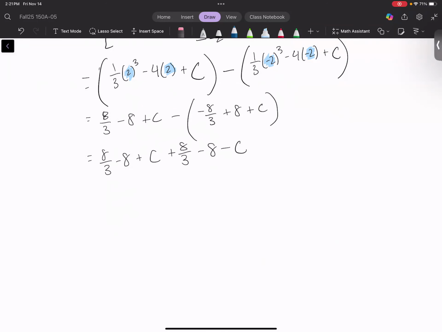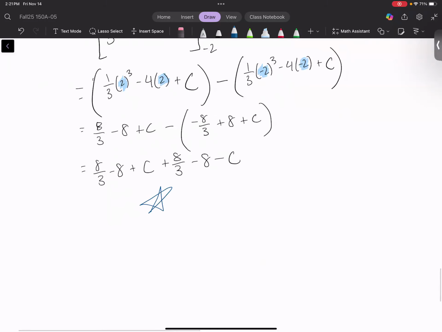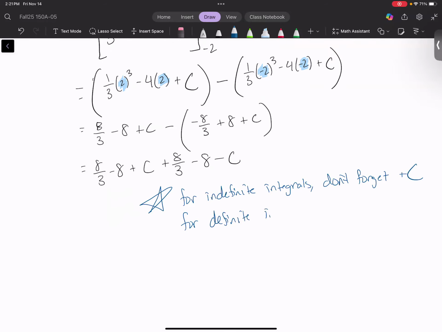This is so important that we're going to take a second and you're going to write this in your notes. For indefinite integrals, don't forget plus c. For definite integrals, plus c can be ignored. You do not need to include it.